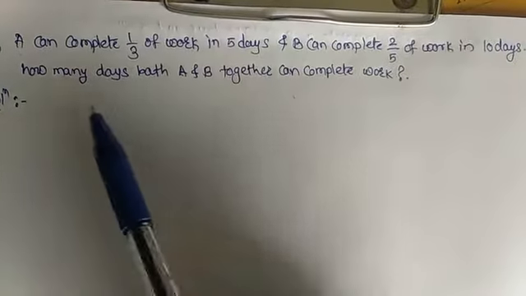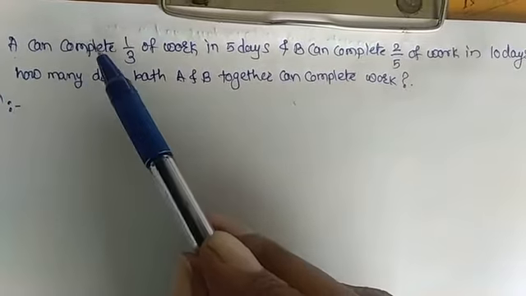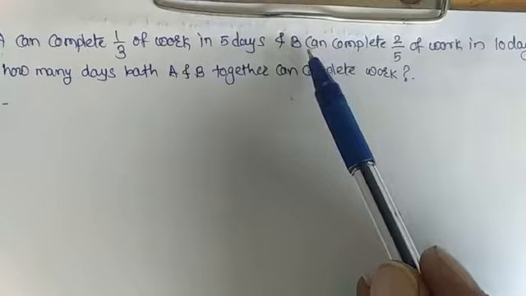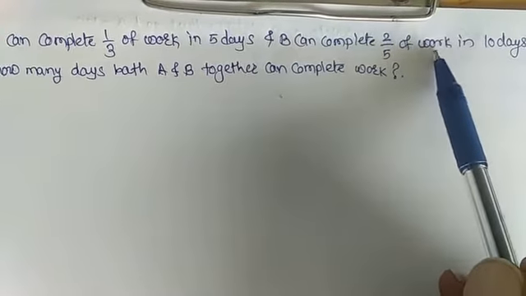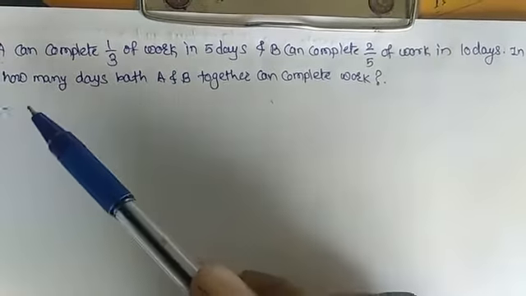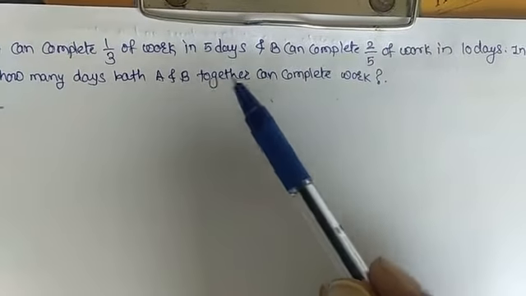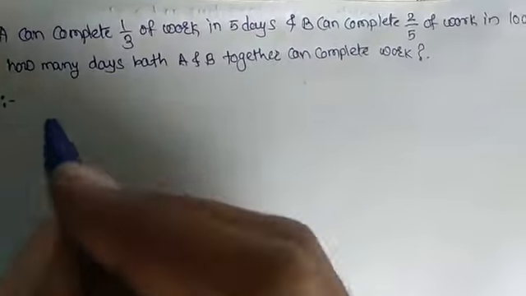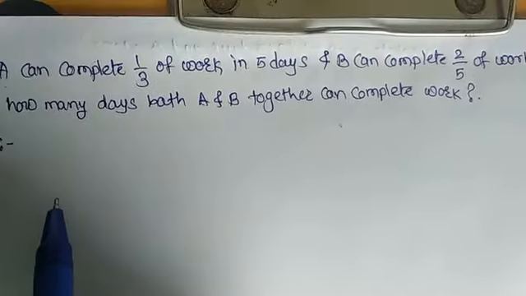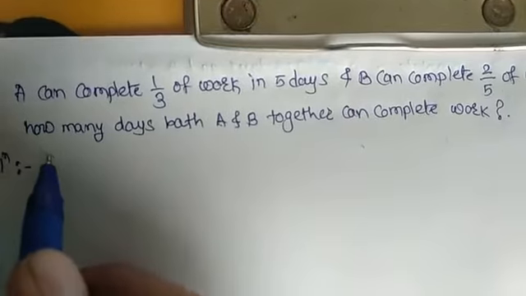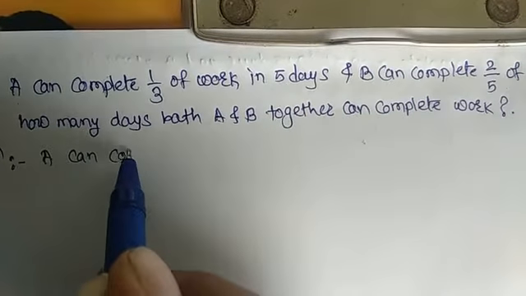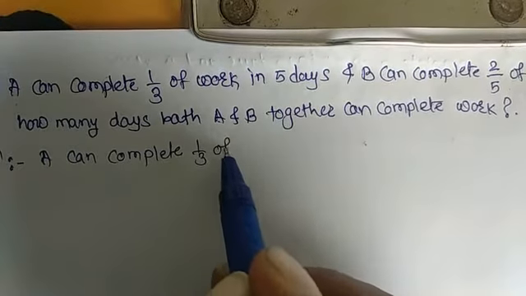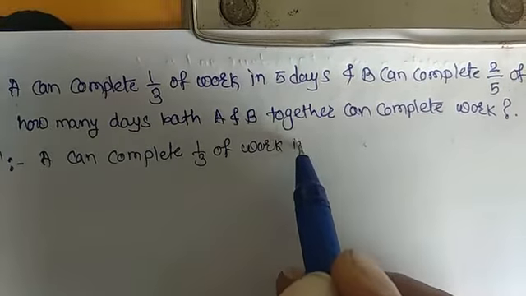Now the next example is, if A can complete 1 upon 3 of work in 5 days and B can complete 2 upon 5 of work in 10 days, in how many days can both A and B together complete the work? So in the solution we can write here, if A can complete 1 upon 3 of work in 5 days.